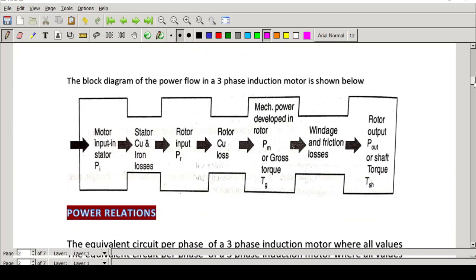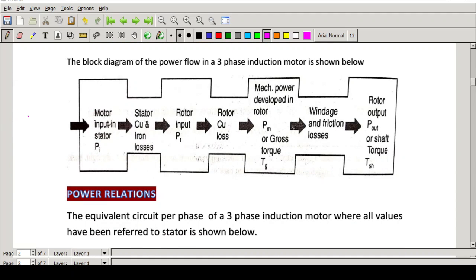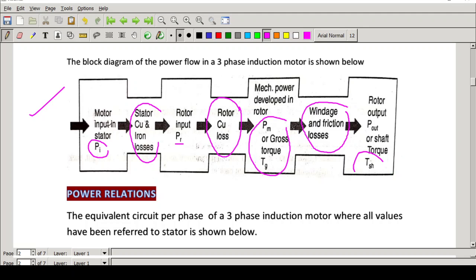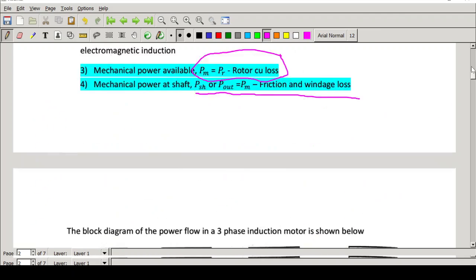Now we will move on to the block diagram. This represents the power stages of a three-phase induction motor, the same thing I have explained now. That is the input power of the stator. From that we deduct the stator copper and iron losses. Then we get the output of the stator, which is the same as the input of the rotor. From there we again deduct the rotor copper loss, then we get PM, the gross mechanical power developed. From that we again deduct windage and friction losses, and finally we get the shaft power or the output power. This is the power flow diagram.